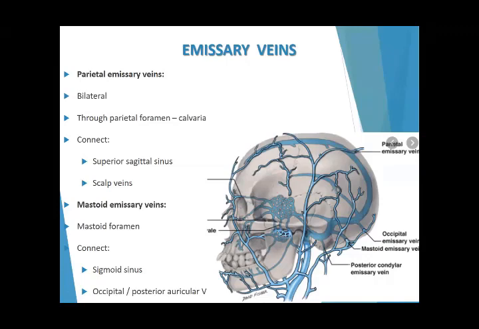ये parietal foramen जो है ना, ये superior sagittal sinus को connect करता है with veins outside the skull के जो scalp की veins होती हैं इनके साथ. So the parietal emissary foramen. This is the parietal emissary foramen that connects the superior sagittal sinus to the veins of the scalp. And then this is the mastoid emissary foramen. ये mastoid process है. इसके करीब this is the mastoid emissary foramen.